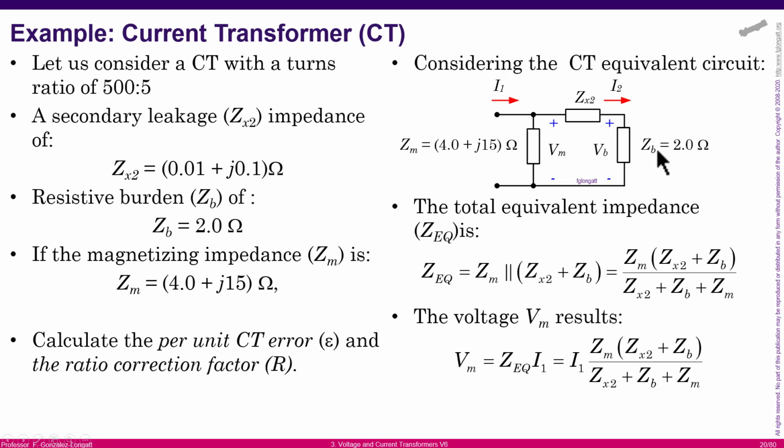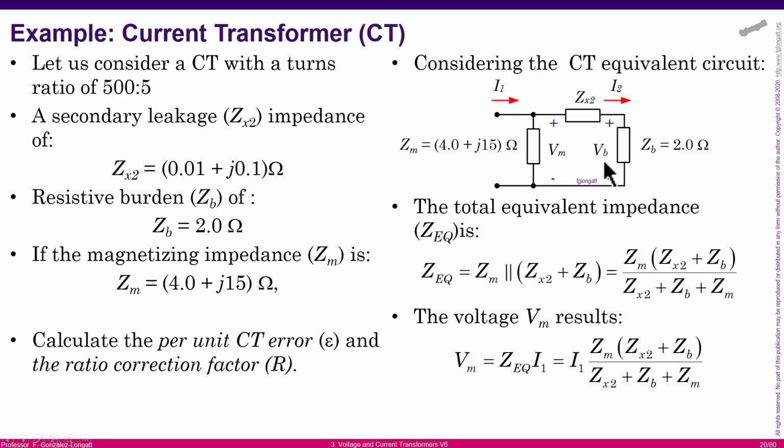It's very simple to see that the secondary leakage impedance is in series with the burden, and there is a current I2 moving across them. And on the other branch, we have in parallel the magnetizing branch. As a consequence, it's extremely simple to see that this impedance here is in parallel with the series of those two over there.